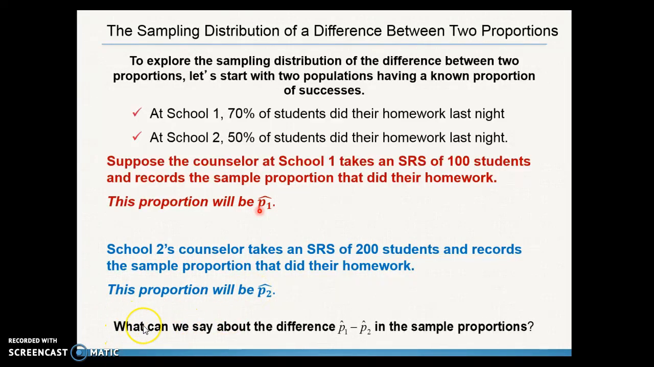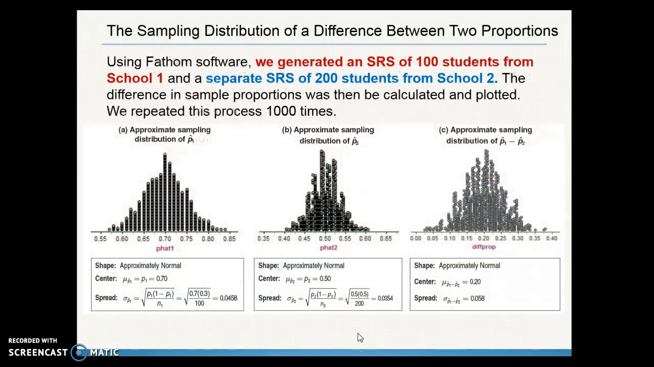So let's take a look at what the difference in sample proportions looks like. If I subtract p hat 1 and p hat 2, I'm saying, hey, wait a second, how far apart are the proportions of students that actually did their homework last night? All right, so using the Fathom software, I generated a simple random sample of 100 students from school 1 and a simple random sample of students from school 2.